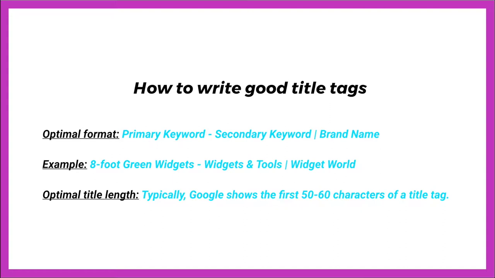Optimal title length. Typically, Google shows the first 50 to 60 characters of a title tag. There are definitely tools out there if you Google something like title tag or meta description character count tool. It'll definitely come up and I'll link to it below.